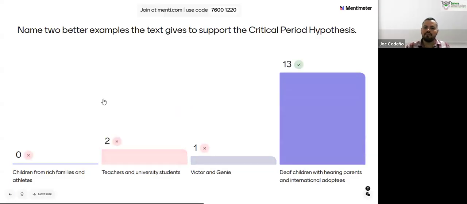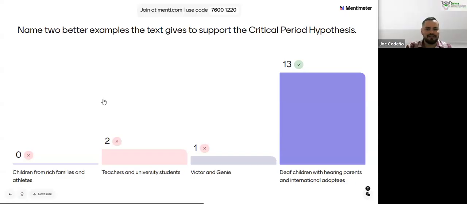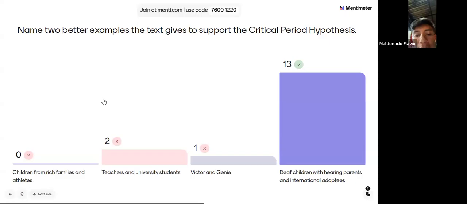Okay, name two better examples the text gives to support the critical period hypothesis. Flavio, could you please read the answer? Yes, Mister. Name two better examples the text gives to support the critical period hypothesis. Okay, could you read the examples? The answer for me is deaf children with hearing parents and international adoptees.